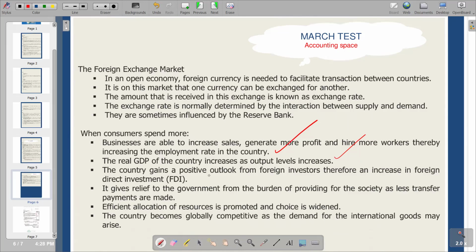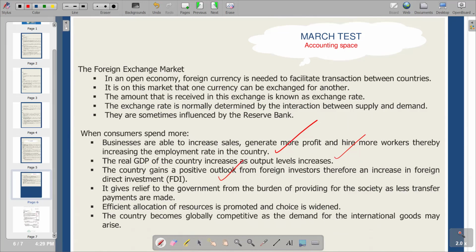The country gains a positive outlook from foreign investors, therefore an increase in foreign direct investment. Investors are going to be attracted from that end, and when they are attracted, we are also going to have an increase in foreign direct investment. It gives relief to the government from the burden of providing for the society as fewer transfer payments are made. Fewer transfer payments describe the issue of subsidies. The issue of grants is also part of that. So that's what we have.